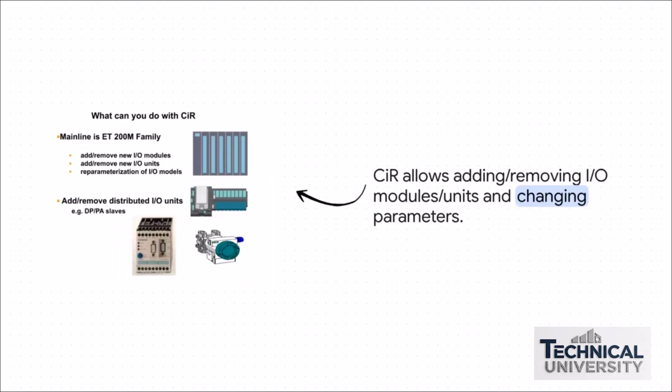So what can you actually do with this power? Well, you can add or pull I/O modules from an ET200M rack. You can add entirely new I/O stations to your network, and this is incredibly useful. You can change the parameters of existing modules on the fly.